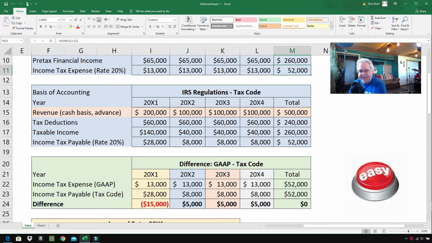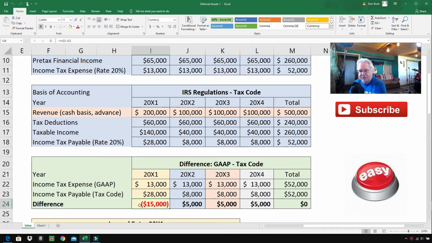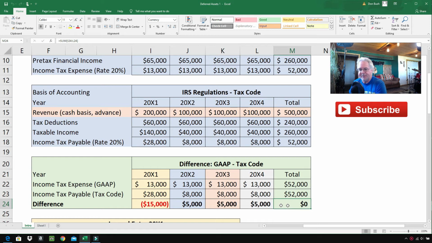In the second line, we've got income tax payable. I got that off the second chart, according to the IRS regulations. The income tax payable is quite different each and every year than GAAP, but over the long run, it all adds up to the same. So the difference here in the first year is $15,000, and then this difference starts to be reversed out. So we have a $15,000 difference in the first year, and we have $5,000 reversing out, another $5,000 reversing out, and another $5,000 reversing out. So in the end, the grand total is 0. They cancel each other out.